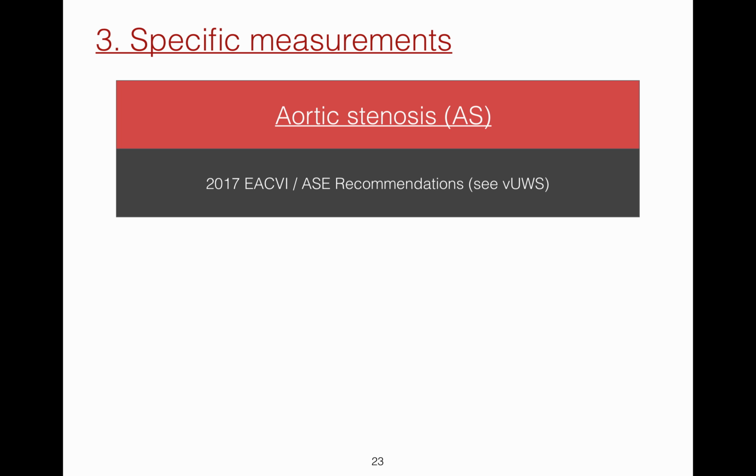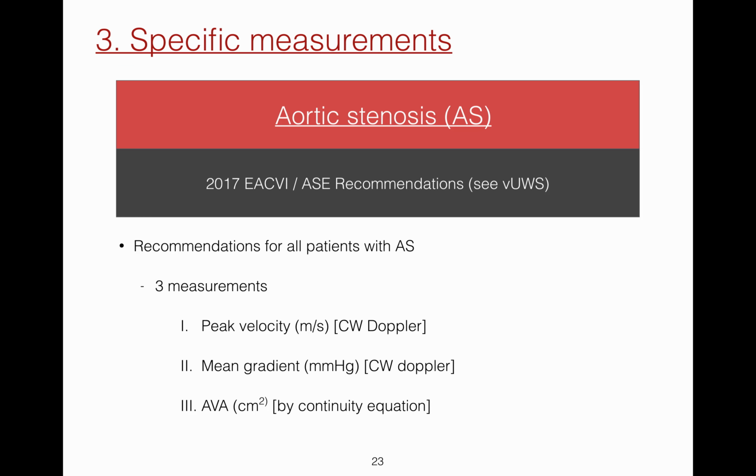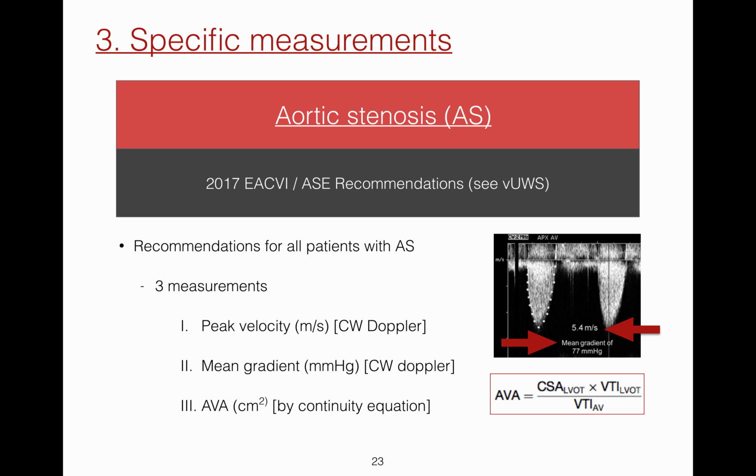In 2017, the recommendations indicate that three measurements should be used for all patients with aortic valve stenosis. The measurements are, firstly, the peak aortic velocity in meters per second with CW Doppler. Secondly, the mean valve gradient in millimeters of mercury with CW Doppler. And thirdly, an aortic valve area in centimeters squared using the continuity equation with the necessary 2D, PW and continuous wave Doppler measurements.